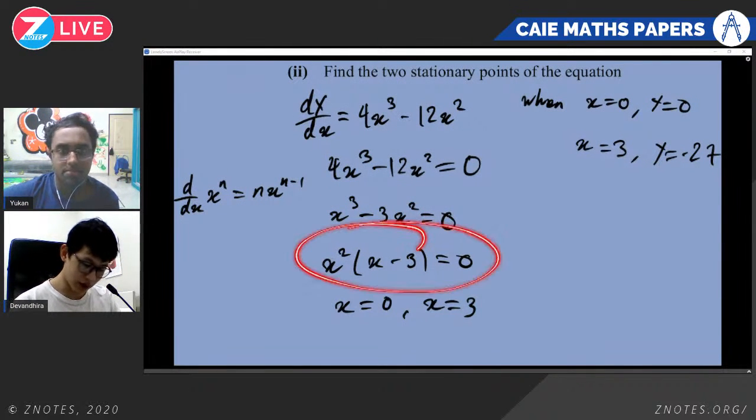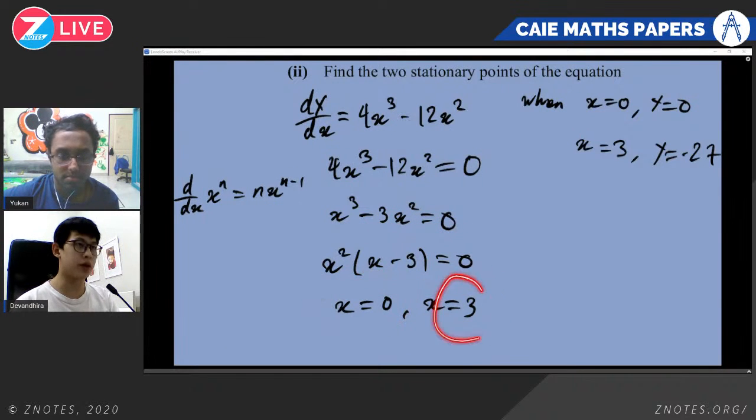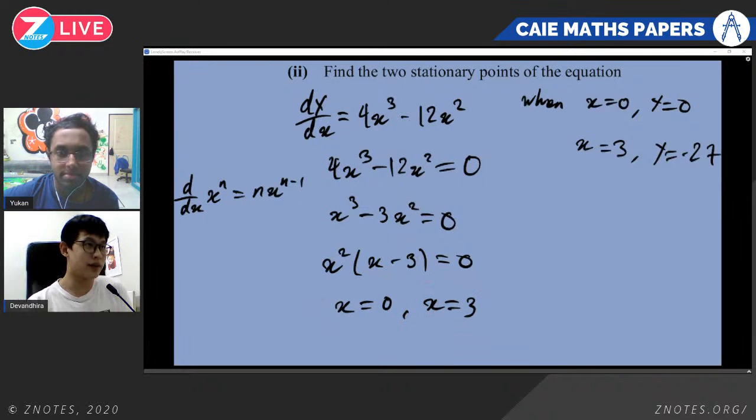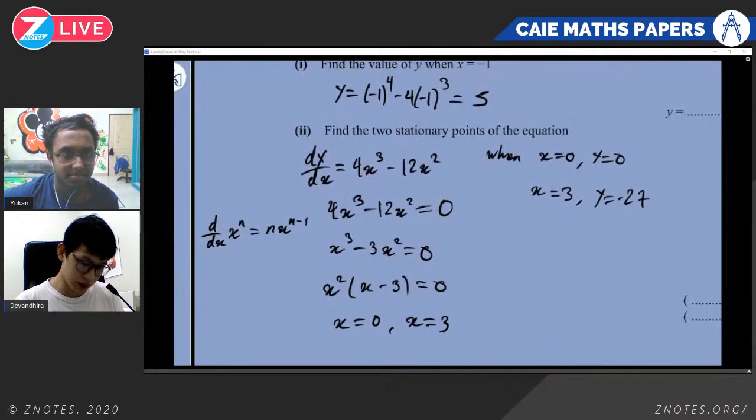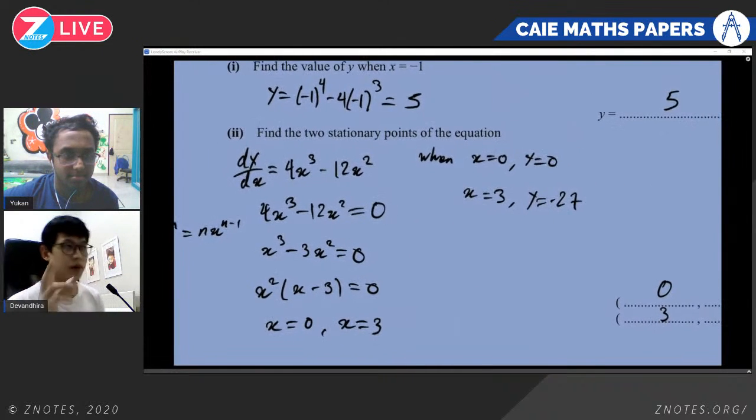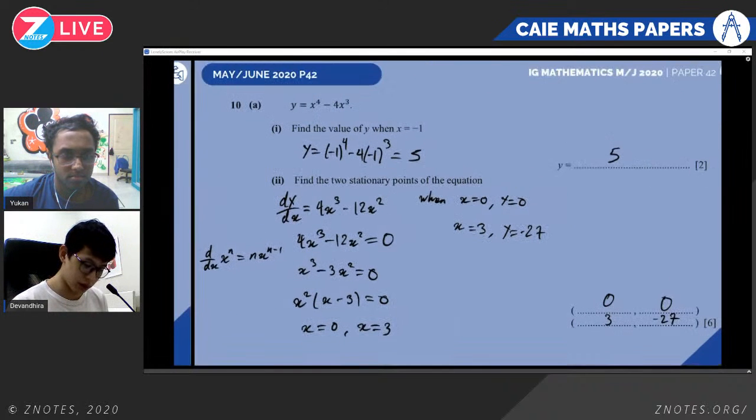So we have this. That means our answer should be x is equal to 0 or x is equal to 3. Agree? Right. So we have these 2 points. You just have to find the y value. So we can just put 0 here. And we put 3 also in here.